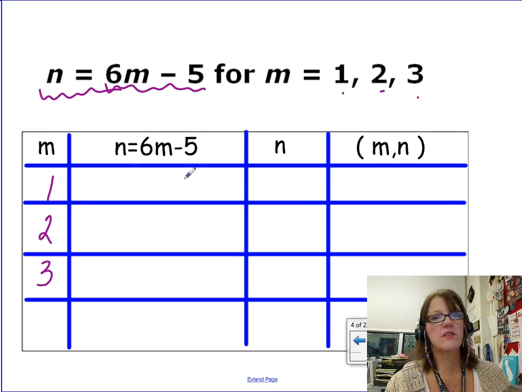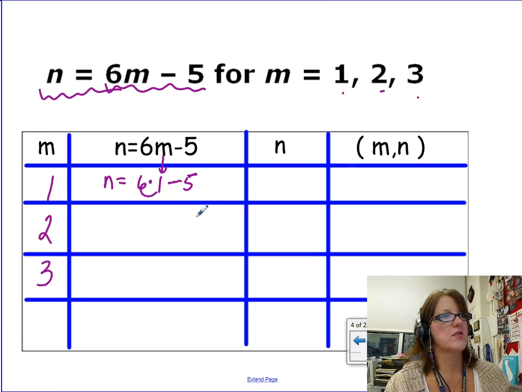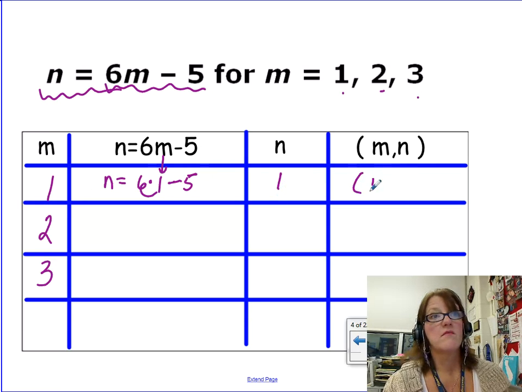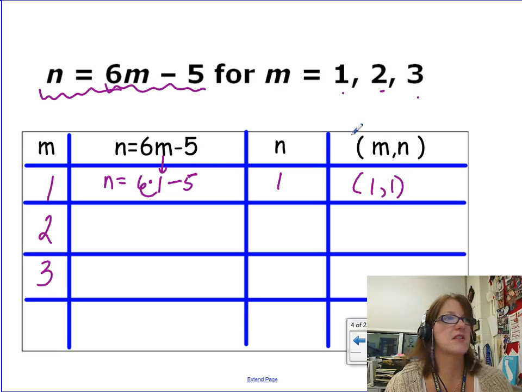So every single time, we're going to take this m value of 1 and plug it in right here. Okay, so n equals 6 times 1 minus 5. And use your order of operations to say, okay, this comes first. 6 times 1 is 6 minus 5. That gives you a 1 for n when I crank that out. So my ordered pair is 1, 1. Make sure you write it in parentheses.